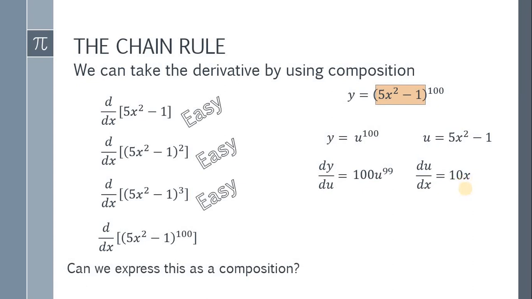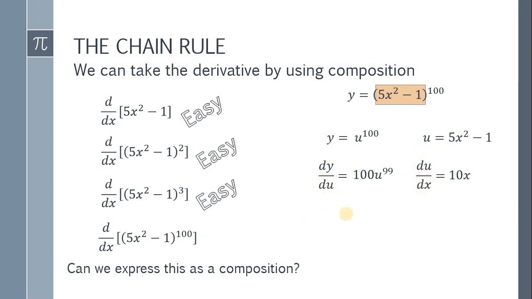Now, balikan natin, ano ba yung goal nating makuha? Yung goal nating makuha ay itong original function natin, which is dy over dx. Now, tingnan nyo mabuti yung mga nakuha na natin. dy over du and du over dx. May du sa taas at may du sa baba.